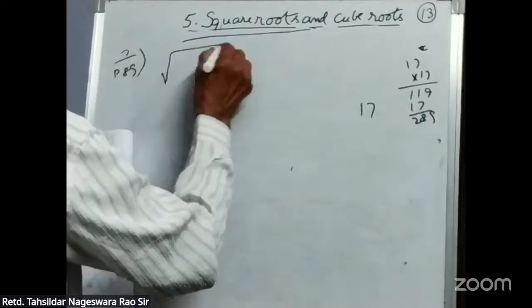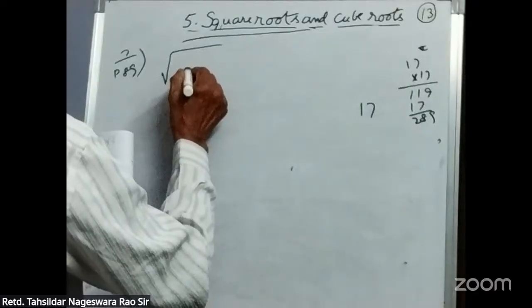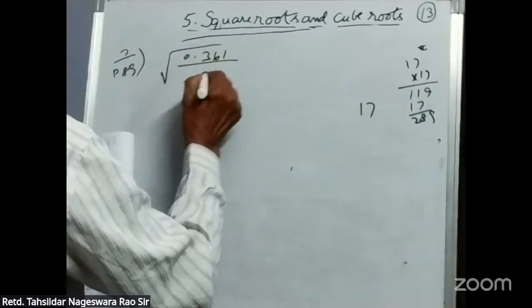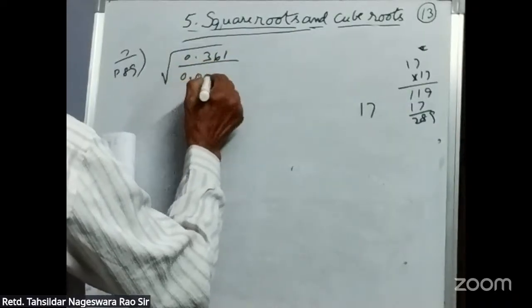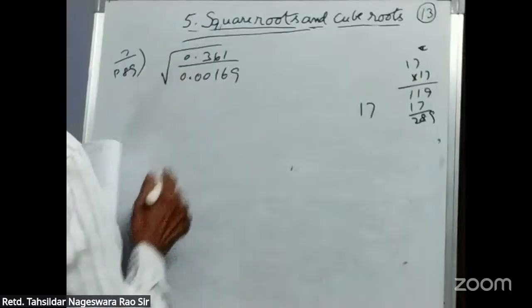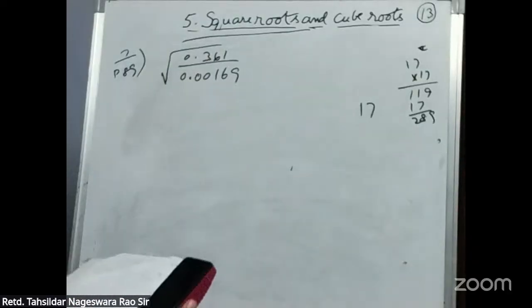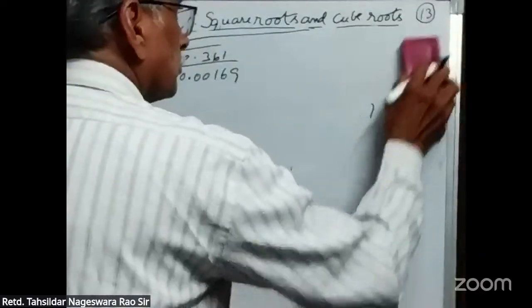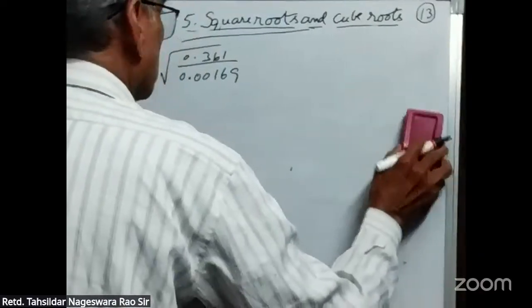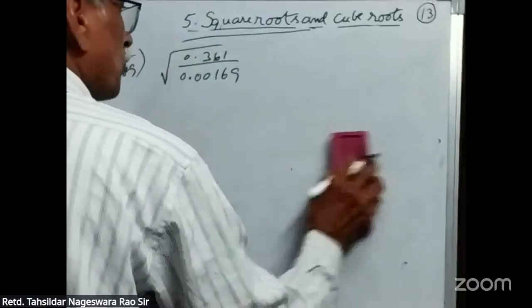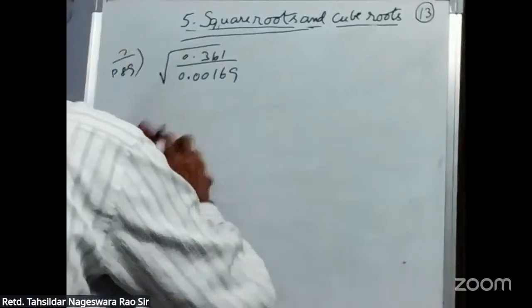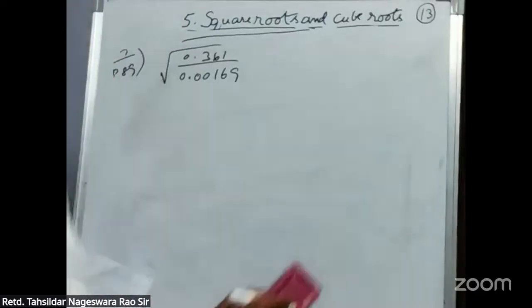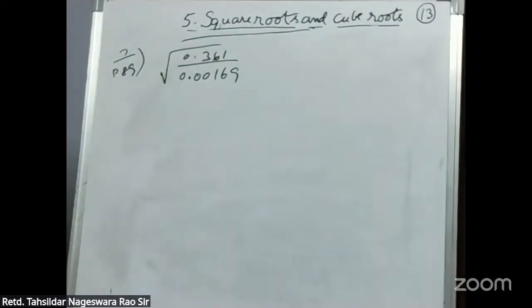Square root of 0.361 by 0.00169. Find the value of. This step we have done in decimal fractions also. It comes under decimal fractions, and it comes under the square roots, both.